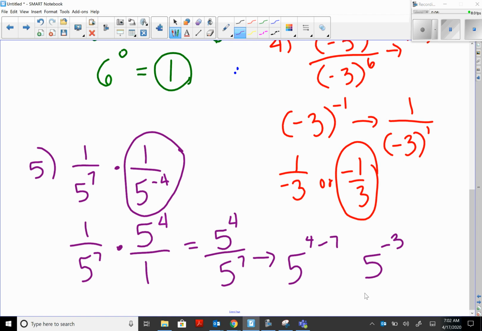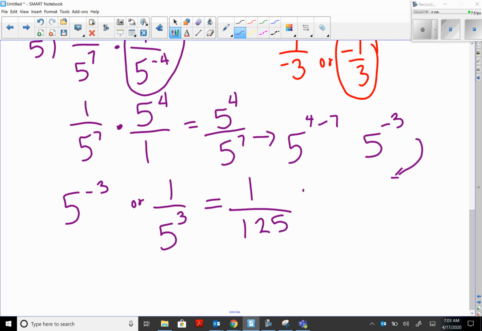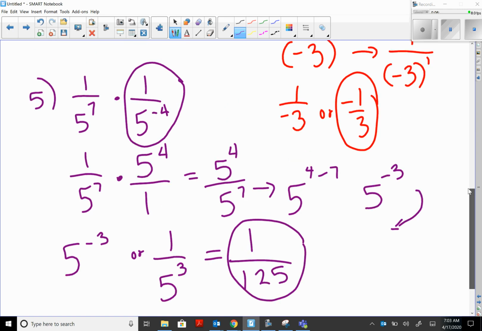I'm almost done, but I can't leave an answer with a negative exponent. So let me just draw the arrow here. So 5 to the power of negative 3 is the same thing as 1 over 5 to the positive third power. And now I can simplify that. 5 to the third power is 5 times 5 times 5, which is 125. So my final answer is 1 out of 125. Wow, that was a lot of work.